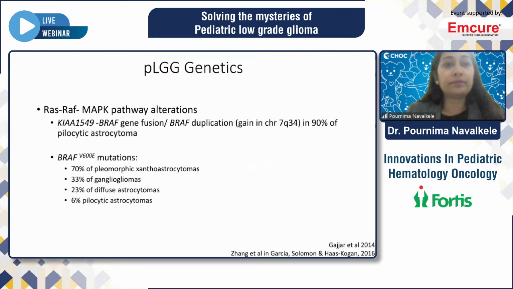So, the genetics of PLGGs. The most common and important pathway that the PLGGs follow are the RAS-RAF MAPK pathway alterations, of which the most common one is the KIAA1549-BRAF gene fusion or BRAF duplication, which is gain in chromosome 7q34, seen in 90% of pilocytic astrocytoma, the most common pediatric brain tumor. There are also BRAF V600E mutations seen, and these are noted most commonly in pleomorphic xanthoastrocytomas, followed by gangliogliomas, then diffuse astrocytoma, and then pilocytic astrocytoma. Just to make a note, the BRAF fusion and mutations are typically mutually exclusive, which means they won't both co-occur in the same tumor.